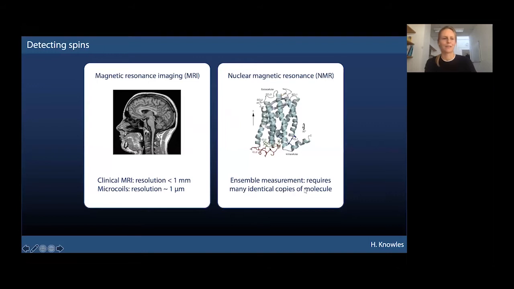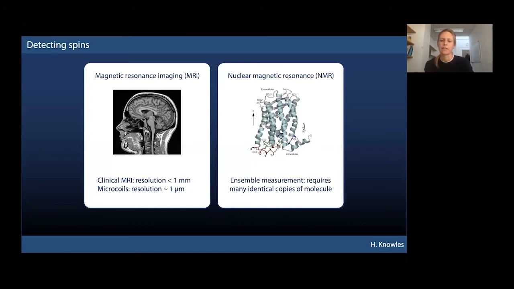Okay, so I'm imagining that most of you are familiar with magnetic resonance imaging techniques. At least you've heard of MRI, which is typically used in hospitals in a clinical setting to image tissue. Here you can see on the left a typical MRI image, and the spatial resolution is on the order of 1 millimeter, maybe slightly less. So that's a really nice diagnostic tool.